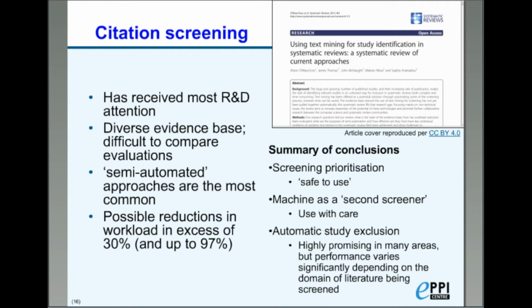We can also use these tools as a second screener. And what I mean by that is that sometimes some people doing reviews will look at everything in duplicate. They'll have two people screening every single record. In this case, what they might be able to do is replace one of those people and save one person having to look at 10,000 records, for example, and have the machine do it instead. And the final case is automatic study exclusion, where it's possible to train the machine well enough to be able to replicate human decisions accurately enough so that actually we don't need to even have one person looking at every single citation.